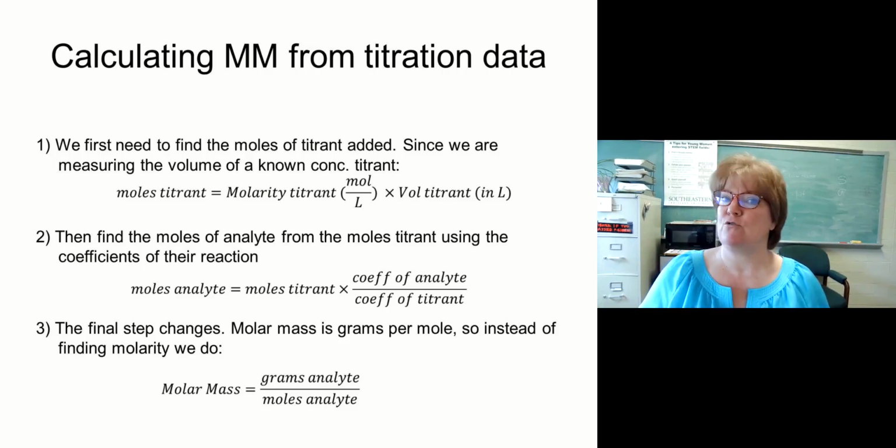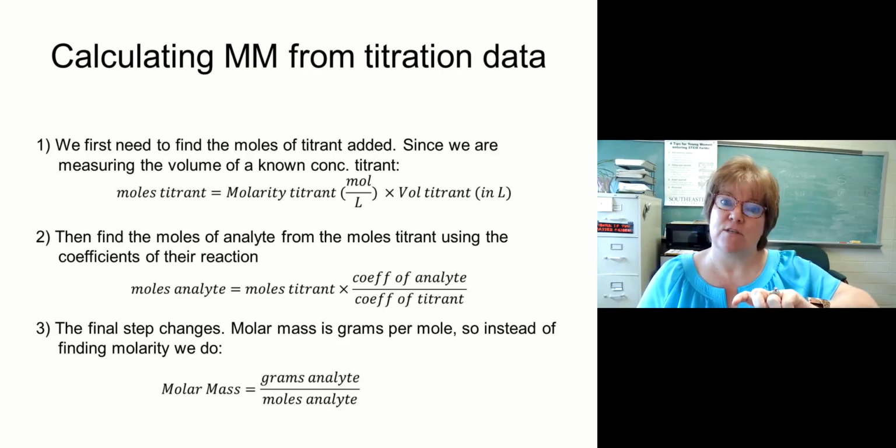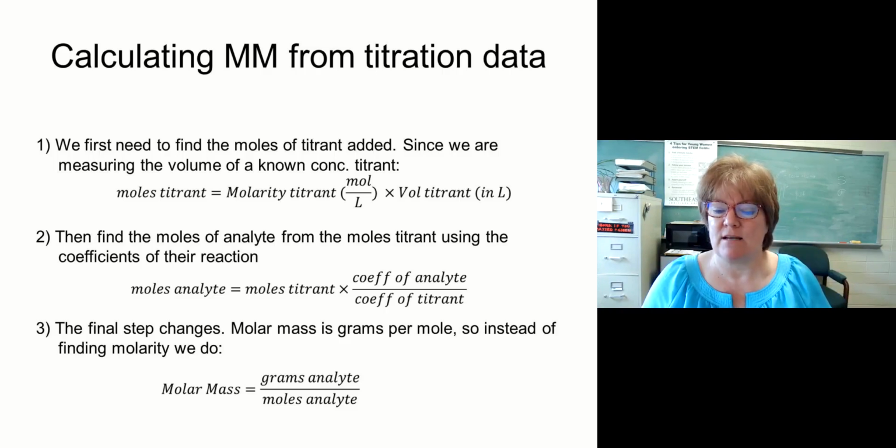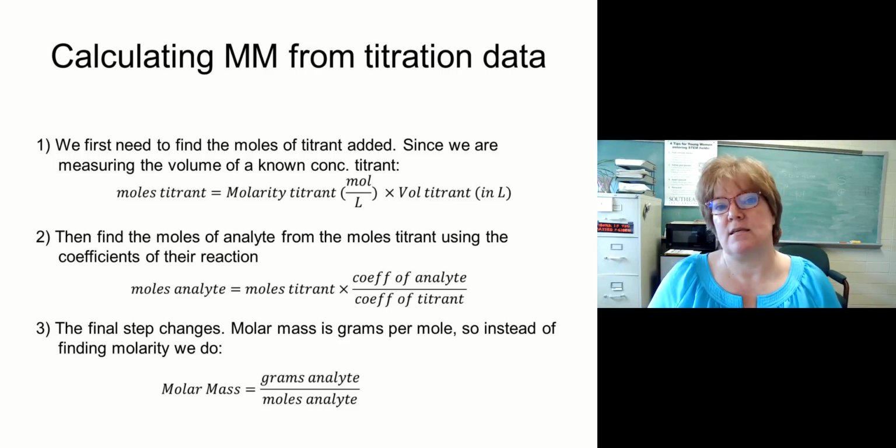We still do the first two steps the same. Find the moles of titrant from molarity times volume. Find the moles of the analyte by using the coefficient ratio. Then on the last step, I take the grams of analyte, which I experimentally measured, divided by the moles of analyte that I just figured in step 2, and I get the molar mass.